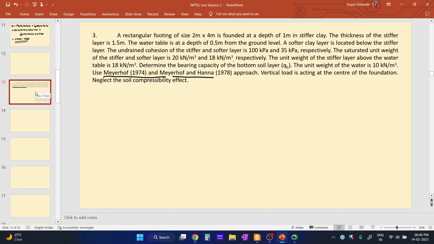Suppose you have a footing at the embedment depth of the footing, Df. So let me draw the footing first. Suppose this one is your footing. This is the depth, Df is equal to 1 meter. So now you are applying load over here, q.